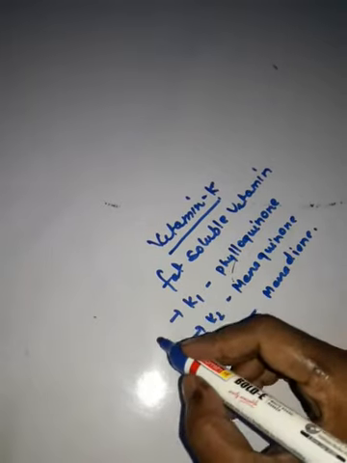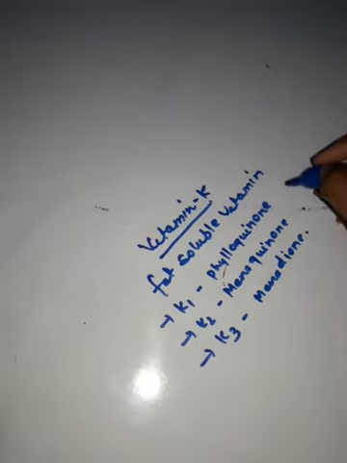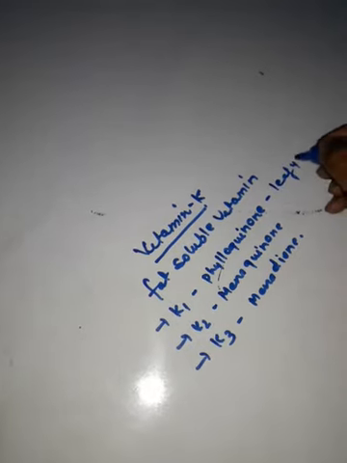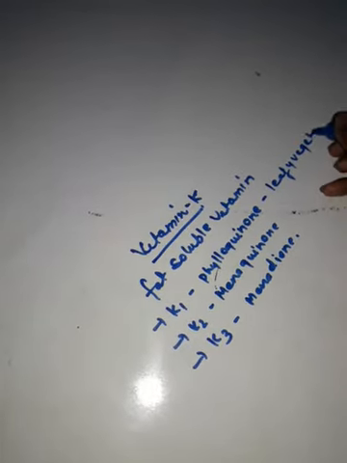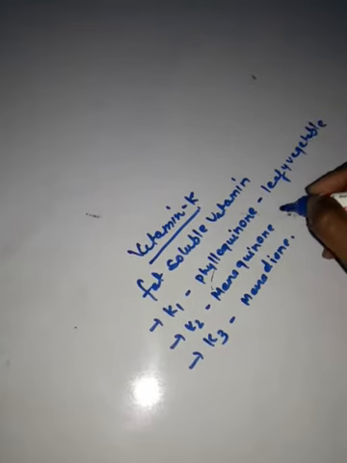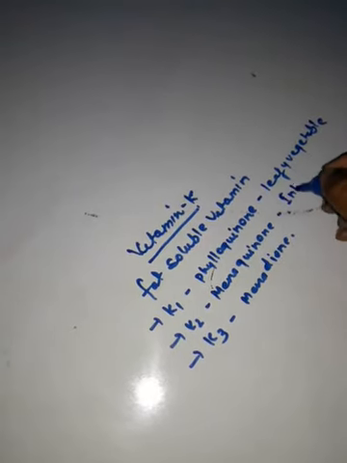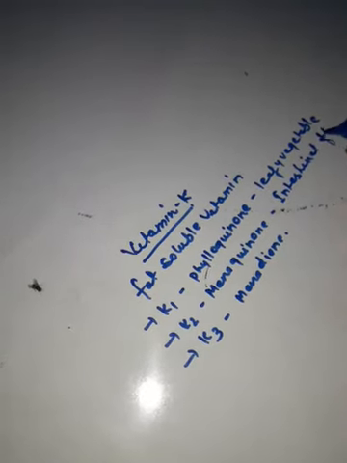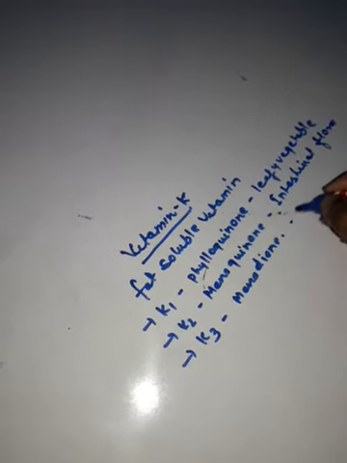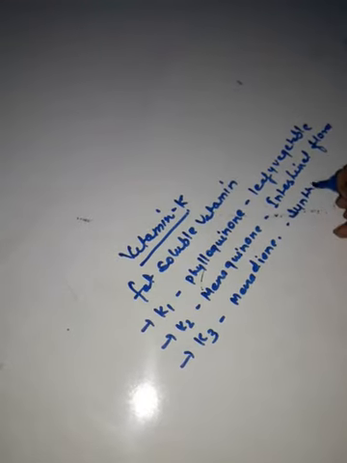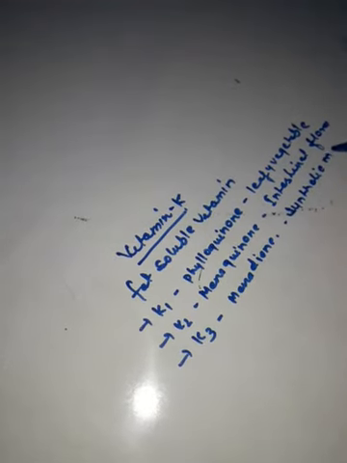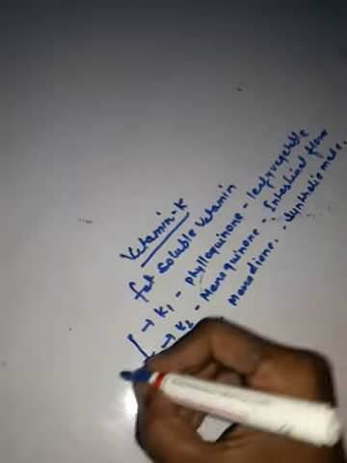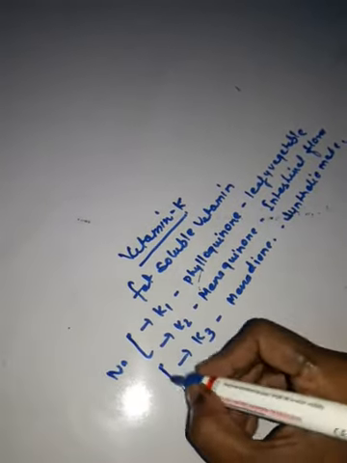Okay, so of these, two vitamins K1 and K2 are present in leafy vegetables, and they are present in intestinal flora, while K3 is synthetic made. Okay, so these two vitamins K1 and K2 are of natural origin, while vitamin K3 is a synthetic one.